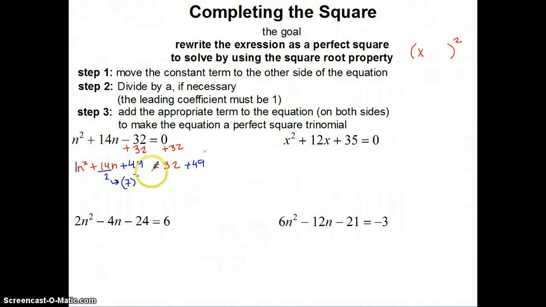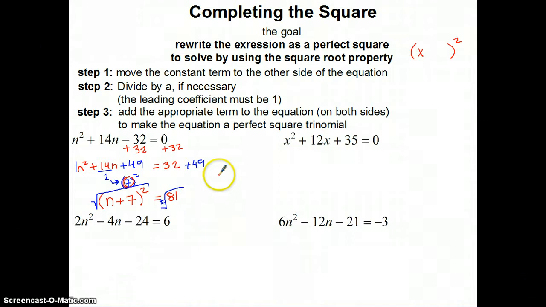On the left, I can factor this. This trinomial will factor into n plus 7, the number I had before I squared it, all squared. And that equals 32 plus 49, which is 81. And now you may apply the square root property and square root both sides of the equation. Don't forget your plus or minus.